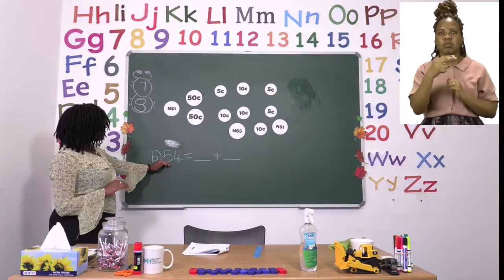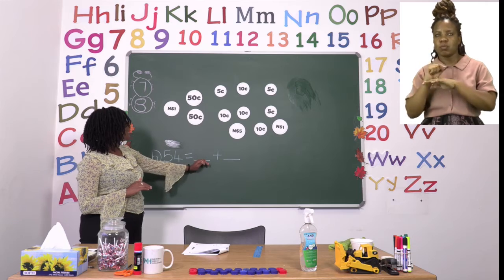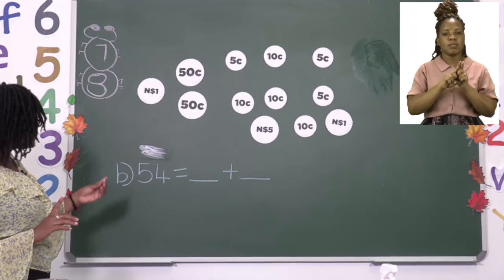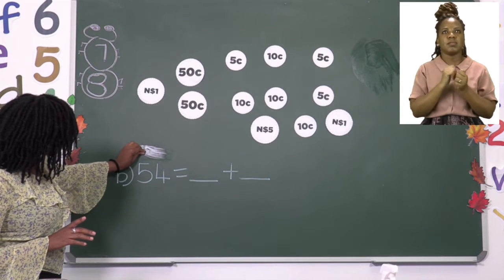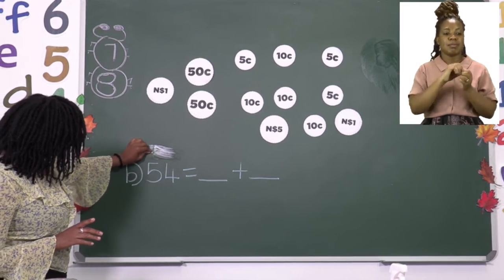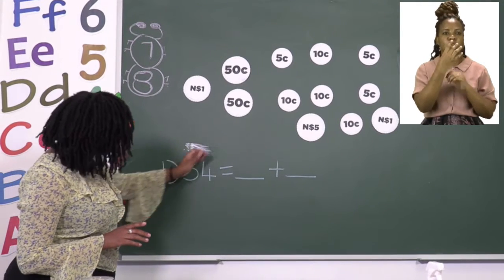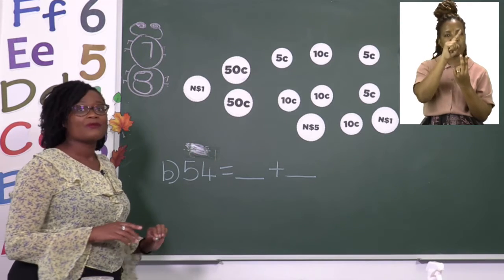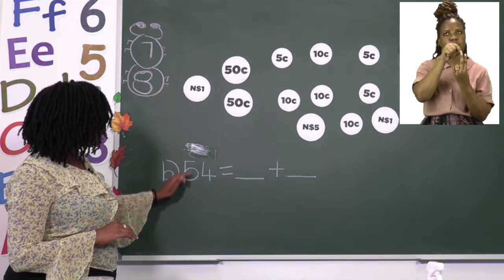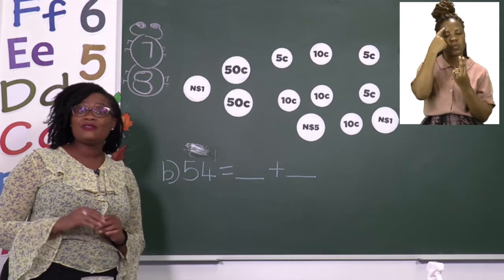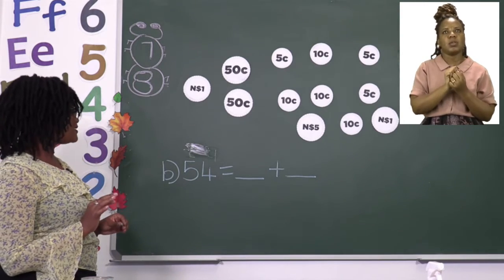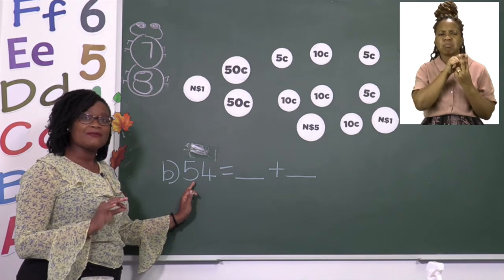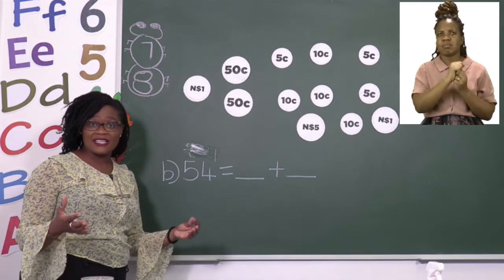I have said 54 equals dash plus dash, the same in your book. So the first thing I'm going to do is mark my tens, which is on top of my 5, and then mark my unit, which is on top of my 4. So now I have my tens and my units. So I'm going to start with my tens. Now it looks like I have 5 tens, which makes our number 50.